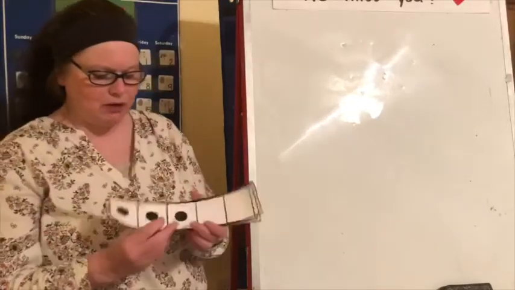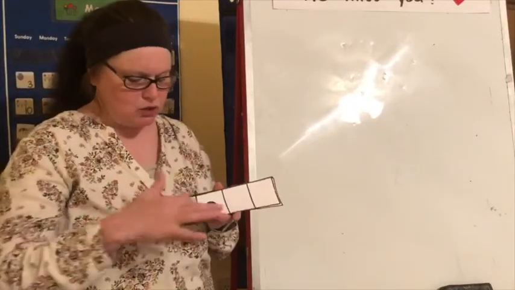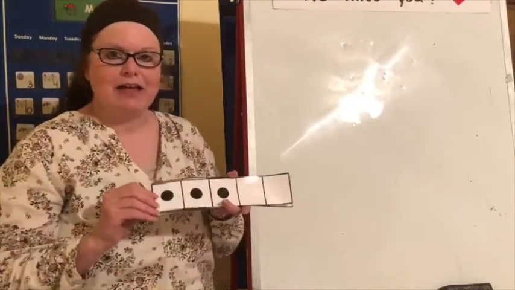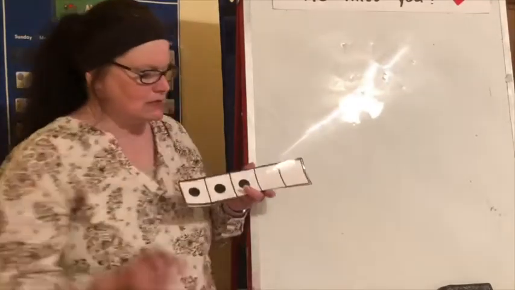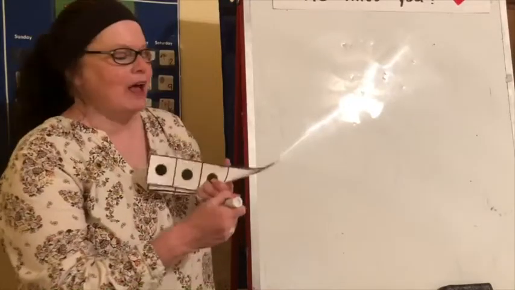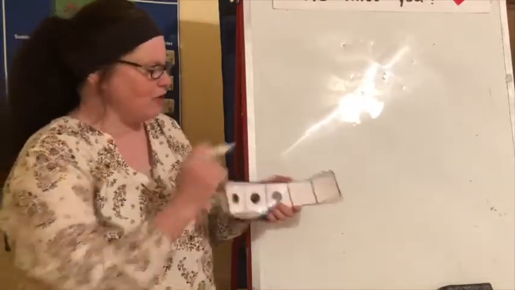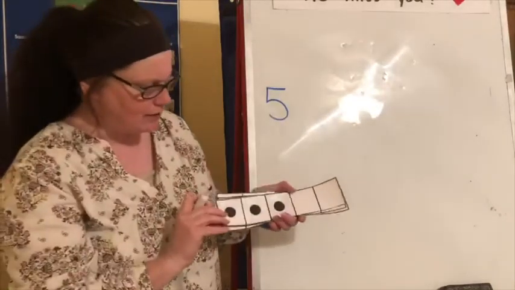Now today we're going to be working with our 5 frames. And if you remember, in a 5 frame, there's 1, 2, 3, 4, 5 empty spaces. And then we have some dots. So we're going to be using these today to figure out a subtraction sentence. So I know that there are always going to be 5 empty spaces when I have a 5 frame.